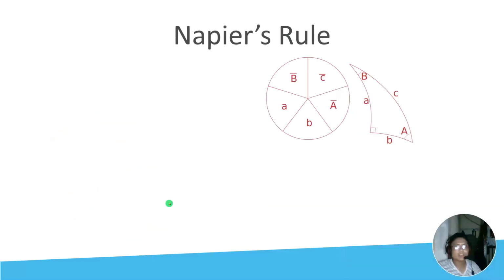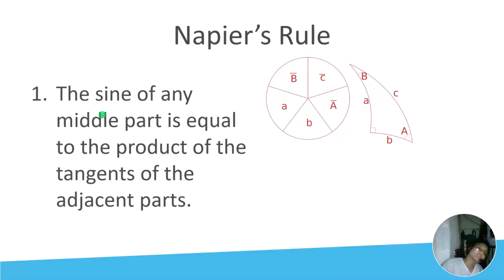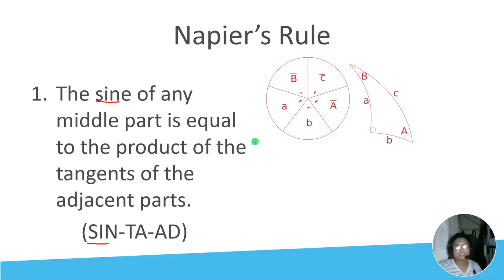So, according to Napier, the sine of any middle part is equal to the product of the tangents of the adjacent parts. This is also called the sin-tan-ad rule, where the sine of any middle part, so what are the middle parts here? Any of these sides and angles, we can use as a middle part, is equal to the product of tangents of the adjacents to that middle part.